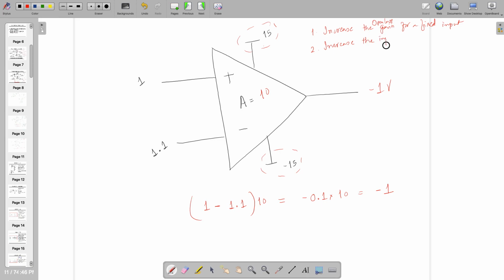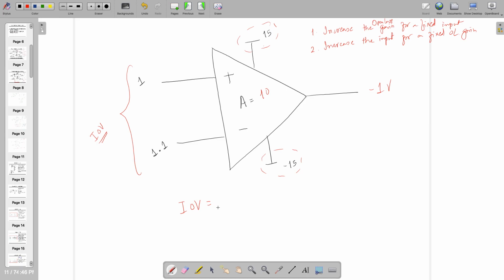Or you can increase the input for a fixed open loop gain. So this is what you can do. If you are choosing the first one, and you are increasing this for detecting this one, or to take this one to plus 15 or minus 15, how much do I need? I need the minimum voltage which I can detect. I am going to call it input offset voltage. So the minimum voltage which can be detected, and will take the output to plus 15 or minus 15, is known as input offset voltage.